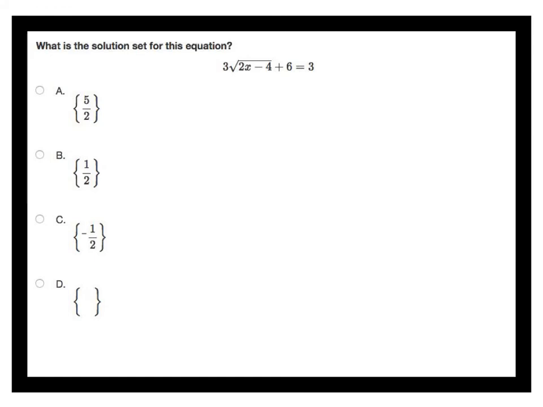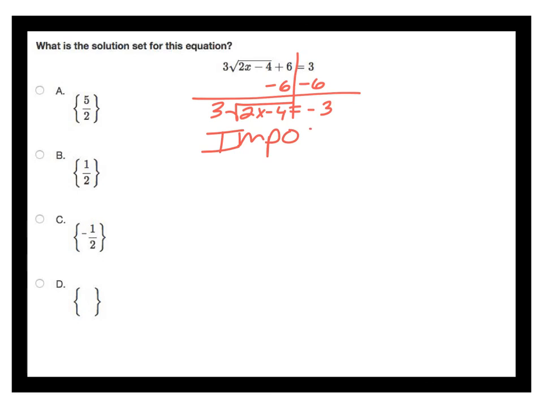Okay, the first thing we have to do with this is isolate the square root. So I'm going to subtract 6 from each side. That gives me 3 times the square root of 2x minus 4 is equal to negative 3. Well, at this point, hopefully, I notice something. I have a problem. This says that 3 times the square root is equal to a negative number, and that is impossible. So at this point, I know there's something wrong with this problem.